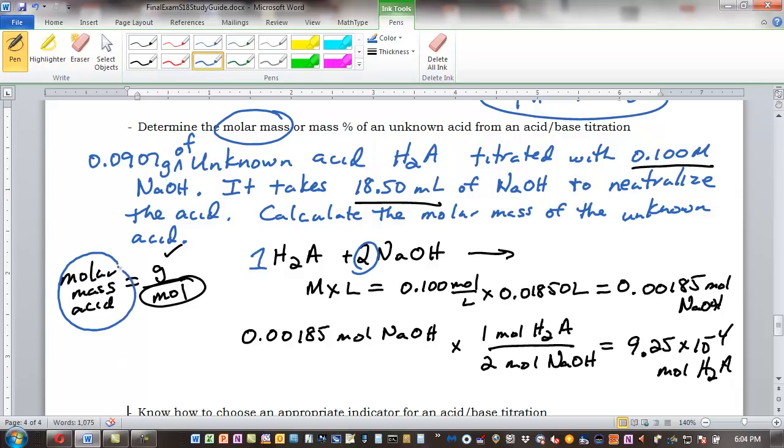So our molar mass of the acid, the grams, is given in the problem. If you were in the laboratory, you would weigh out the unknown acid, so you would have that value. Grams divided by moles will give us the molar mass. About 98.1, exactly right.